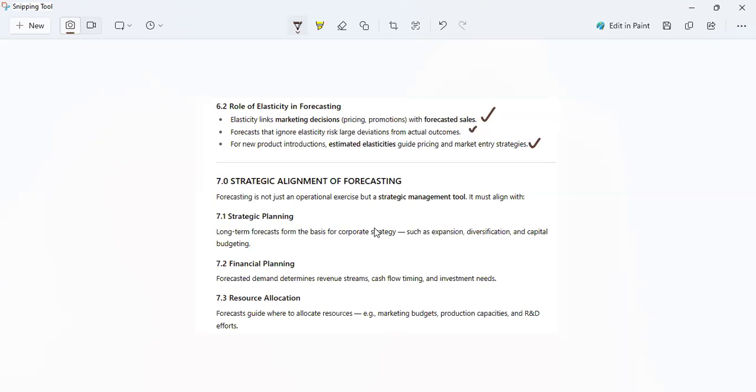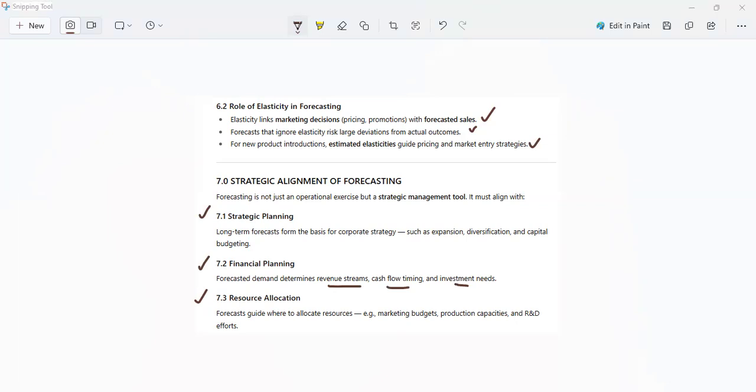So forecasting is not just an operational exercise, but a strategic tool that must align with the planning strategies. Long-term forecasting will form the basis for corporate strategy like expansion, diversification, and capital budgeting. Forecasting also helps in financial planning. If you have forecasted demand, it will help you determine the revenue streams, cash flow timing, and investment needs. It is also important for resource allocation. Forecasting will guide where to allocate those resources, whether it's marketing, production, or research and development.